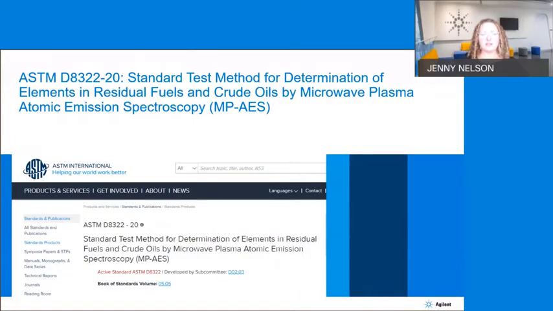Thank you, Daniel. So today I would like to talk to you about our ASTM method D8322-20, and this is a standard test method for determination of elements in residual fuels and crude oils by microwave plasma atomic emission spectroscopy. You can see in the picture the method on the ASTM website. It is now available for you to go check out and download.